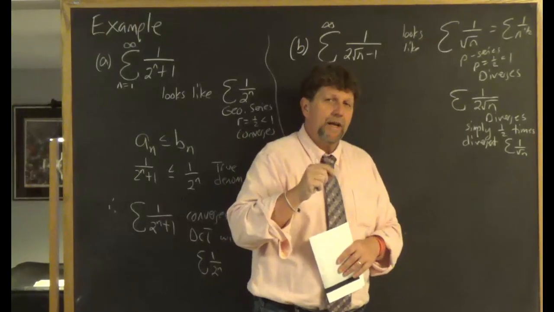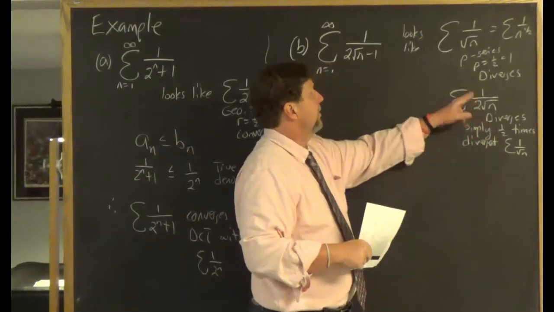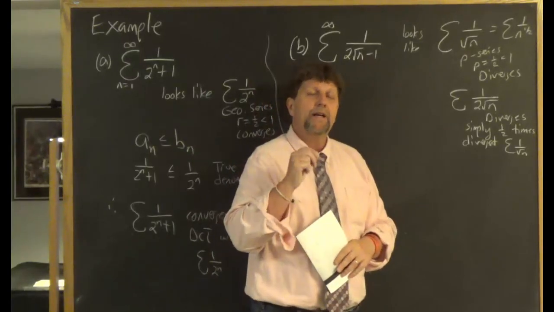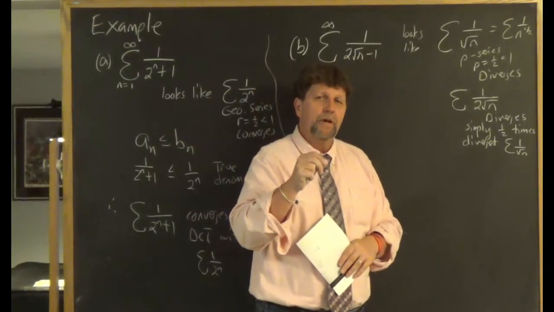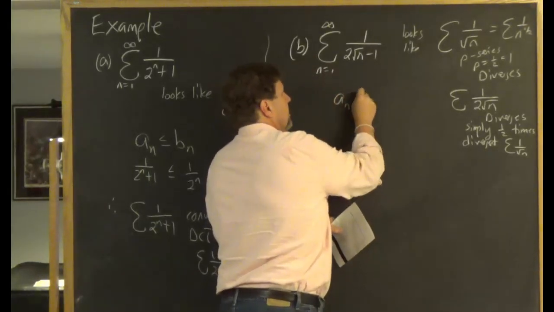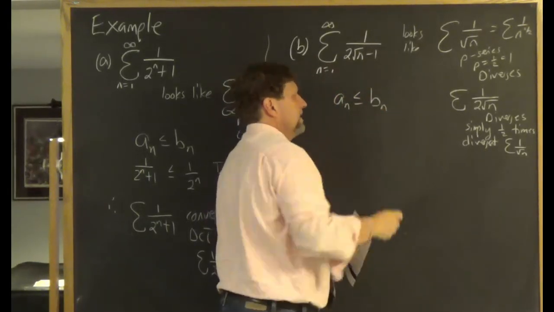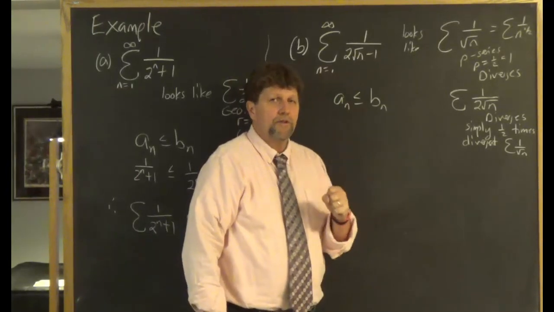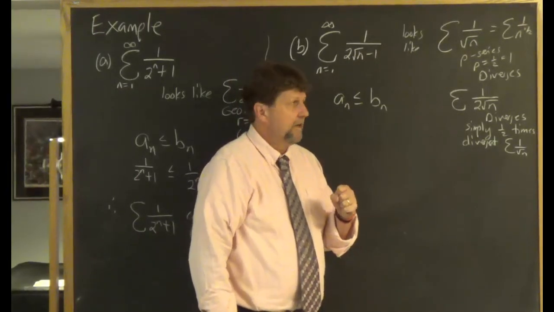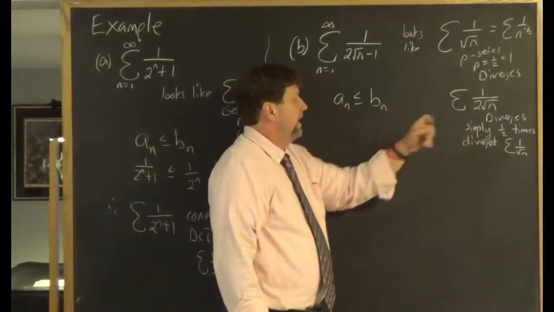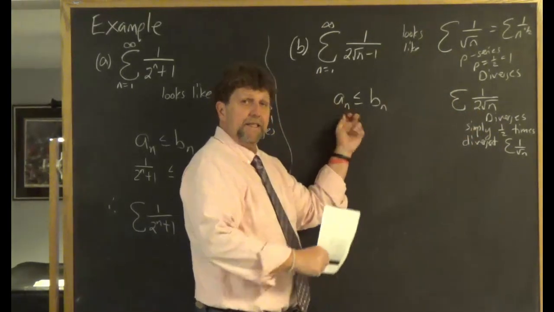So now I'm ready, because I have something that looks really close to my original series. I'm ready to write down that preamble for the direct comparison test: a sub n is less than or equal to b sub n. So for this one, to use the power of the direct comparison test, the 1 over 2 square root n has to be in place of a sub n.